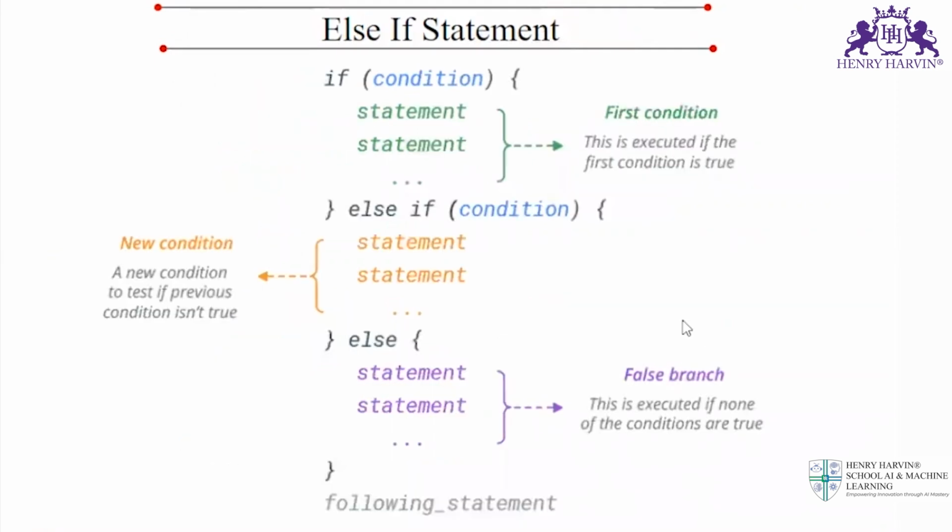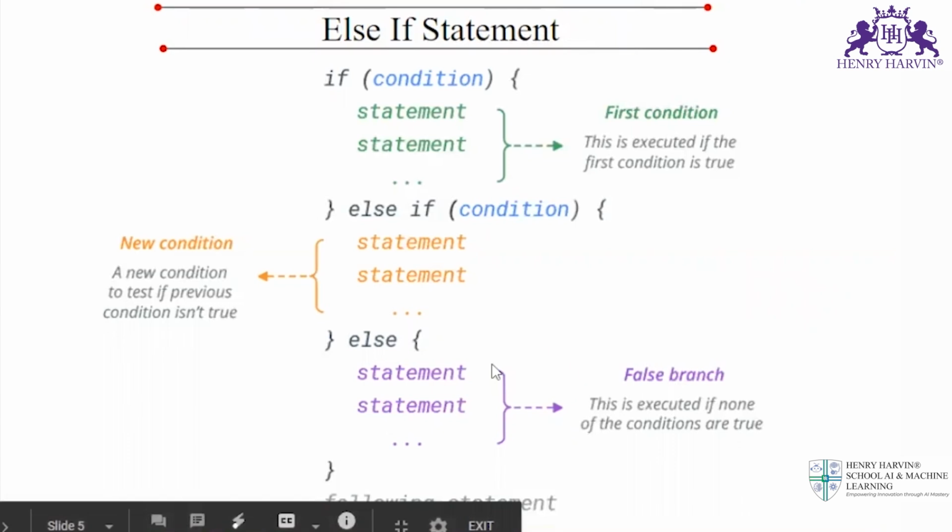The next is the else if statement. Now else if statement includes multiple ifs. So the first condition will be checked. If it is true, it will get executed. Then we will add one more if condition with the else command, and again it will check the condition. If this new condition is true, the statements will get executed, otherwise it will go to the next else, which will be the false branch, in which if none of the above conditions are met, then this else command will be executed.